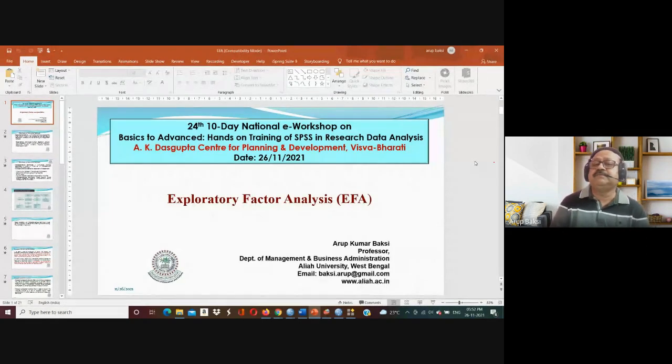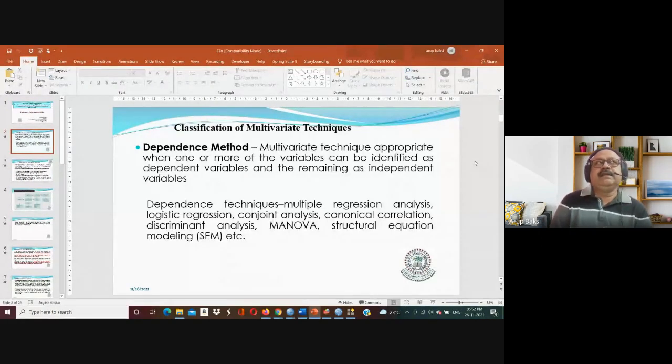These things become very important. So you need to know about that particular analysis, what this analysis is supposed to bring out. So we start from there. So in statistical analysis, particularly in multivariate techniques, we classify the multivariate techniques into the dependence method and the interdependence method.